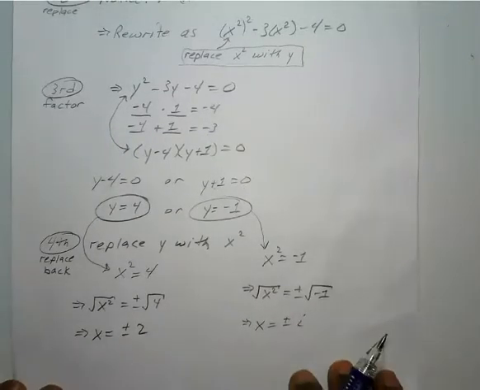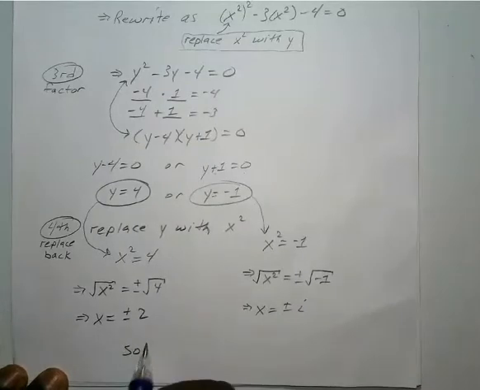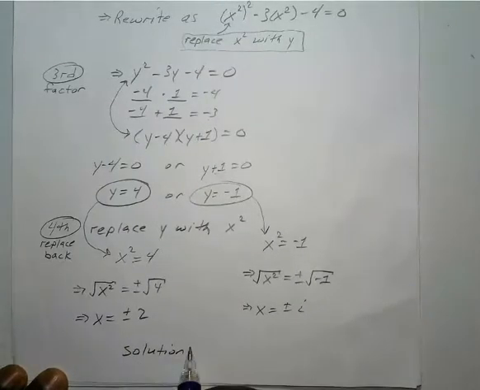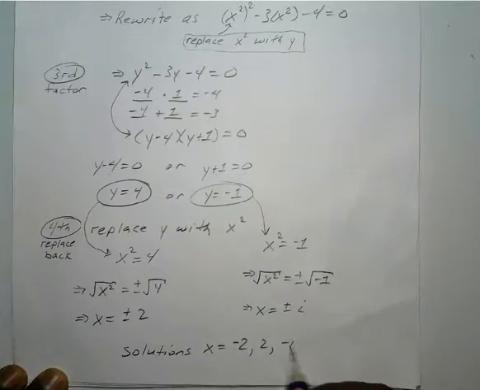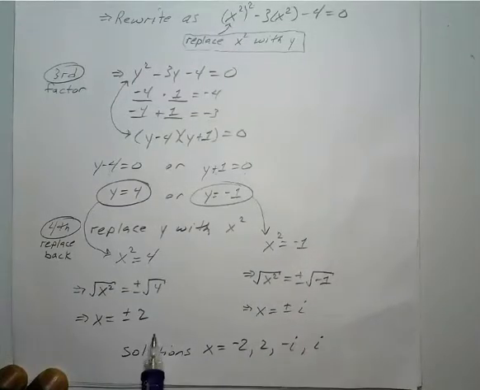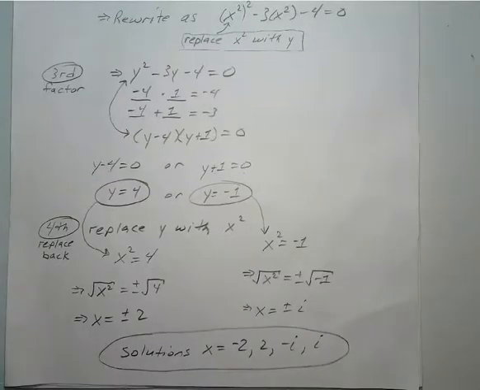Okay, so for this particular problem, your solutions are x is equal to negative 2, positive 2, negative i, and positive i. So all of those would make your original equation true. All right. Okay, so let's go ahead and go to our next example. If you're still writing, please feel free to press pause.